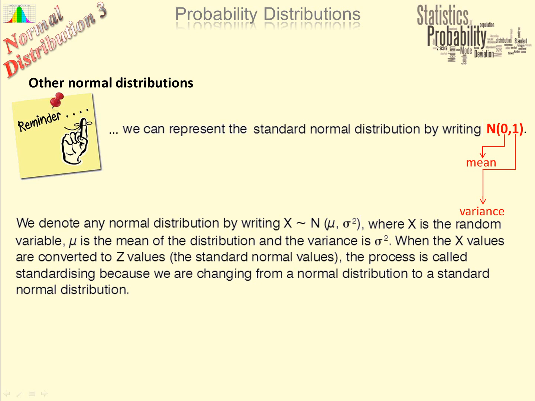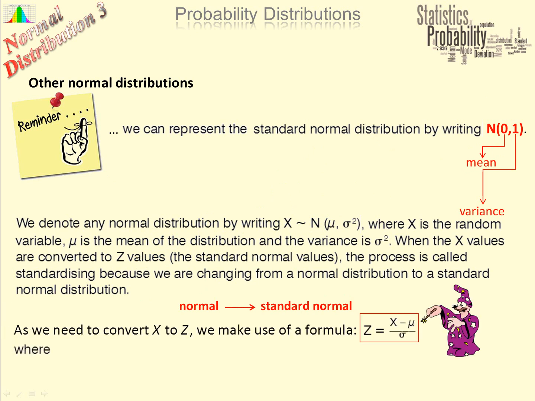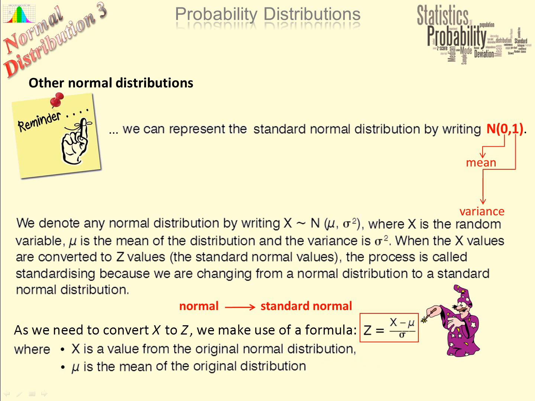So before in the standard normal distribution we used uppercase Z, now we're using uppercase X, but we're going to convert X to Z. So there's the magic formula. Z is equal to X minus mu over sigma. X is the value of the original normal distribution, mu is the mean of the original distribution, and sigma is the standard deviation of the original distribution.